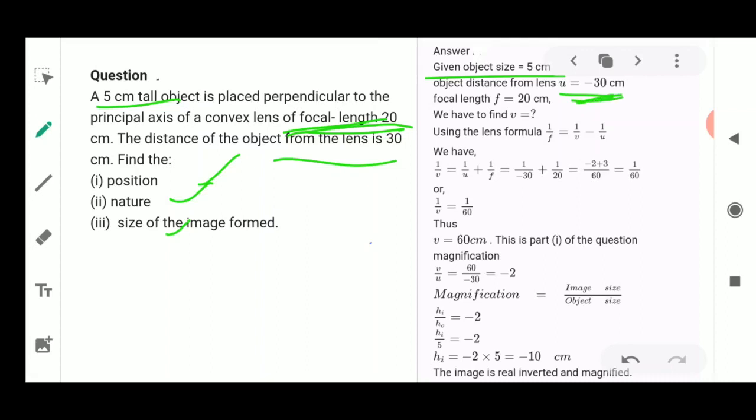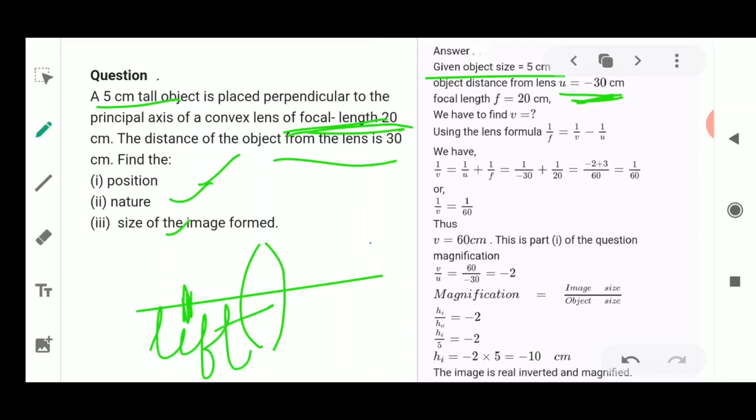As you all know, we are talking about the convex lens. The object is present on the left side of the lens, and if it is present on the left side, you will know that we keep the distance negative, with the minus sign.